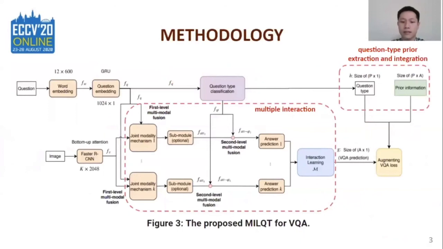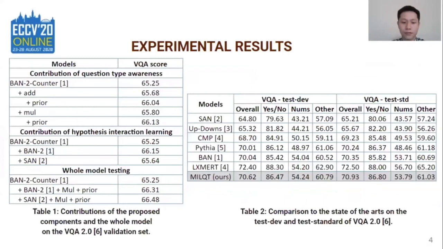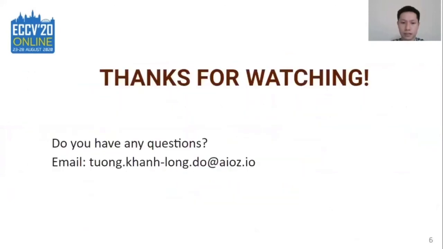The model contains two main modules. The first one is the question type prior extraction and integration module, and the second one is the multiple integration module. Through the introduced model, we have done extensive experiments, and we saw that our model yields good performance compared with the most competitive approaches on different benchmark datasets. Thank you for listening.